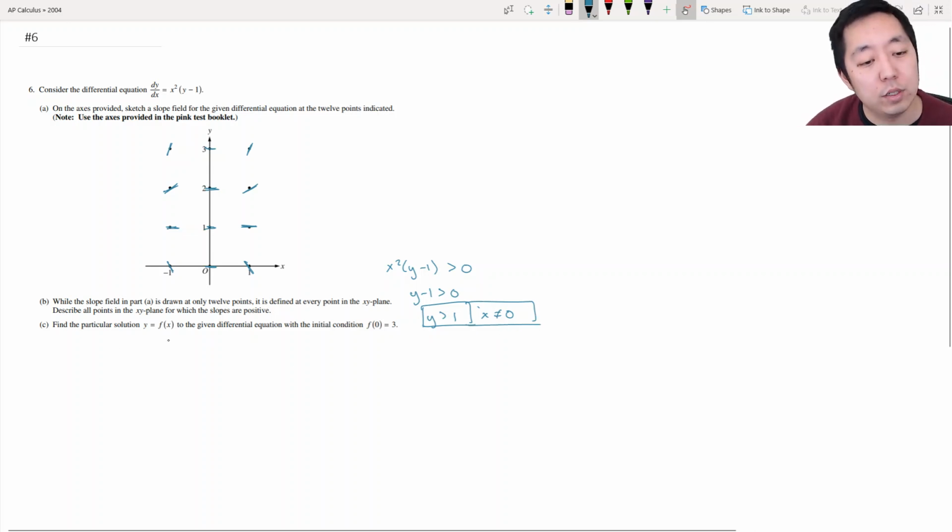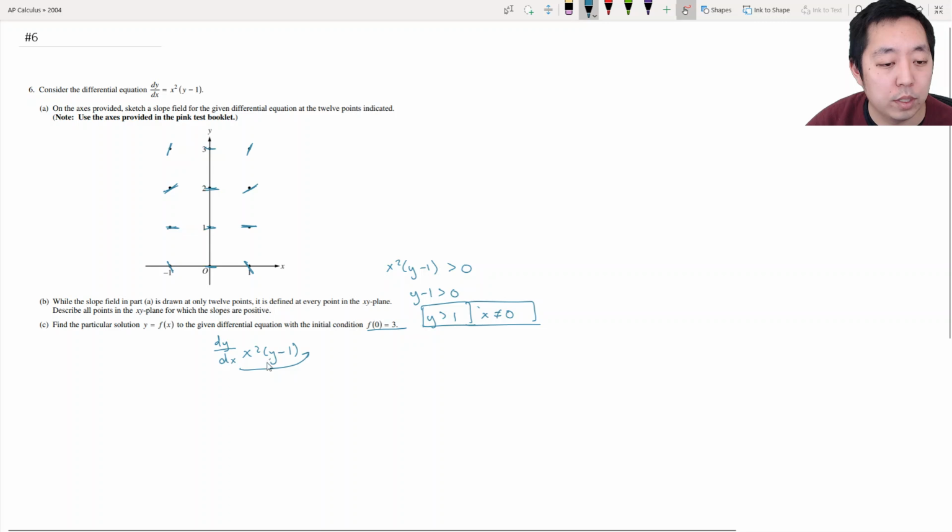Find the particular solution to the given differential equation with the initial condition f of 0 equals 3. So to do that, we do separation of variables. I bring the dx up to this side, and everything with the y down here by multiplying or dividing. So I have dy over y minus 1 is equal to x squared dx. I take the integral of both sides. This is just natural log of absolute value y minus 1 is equal to 1/3 x cubed plus c.